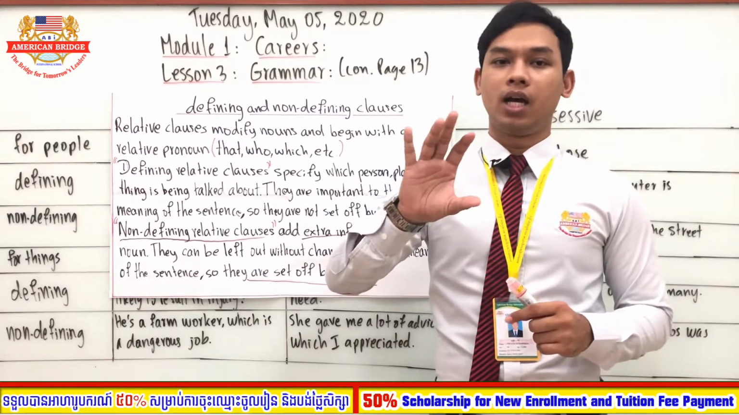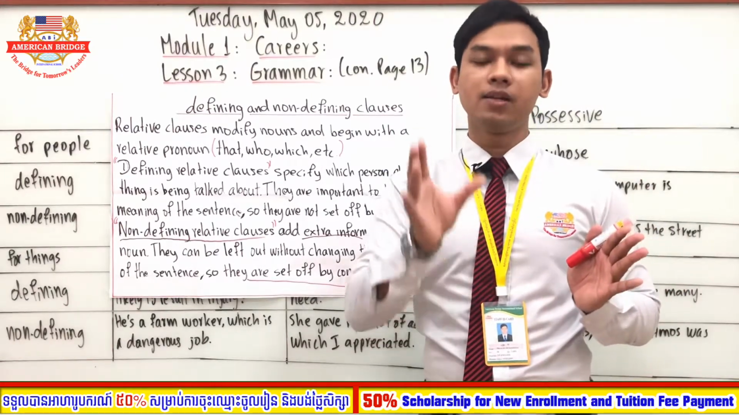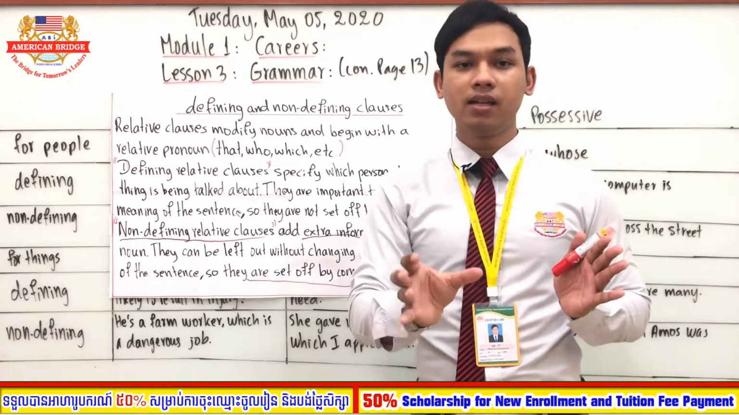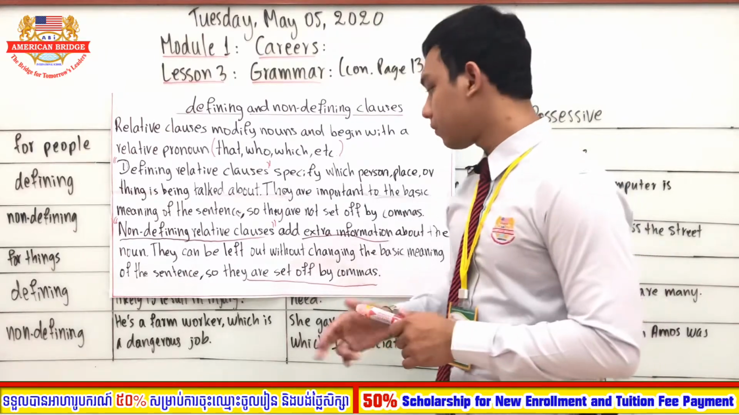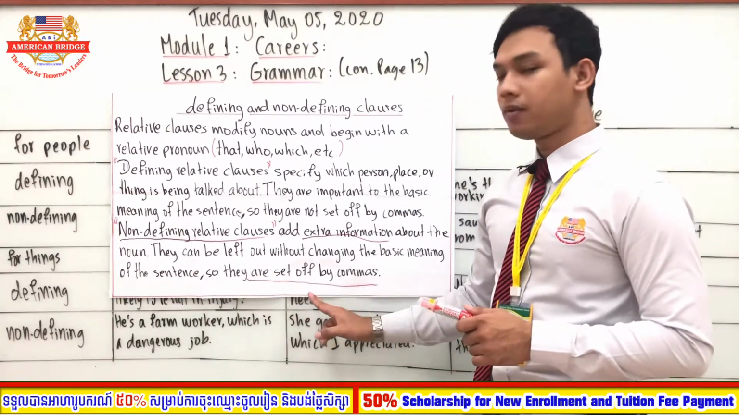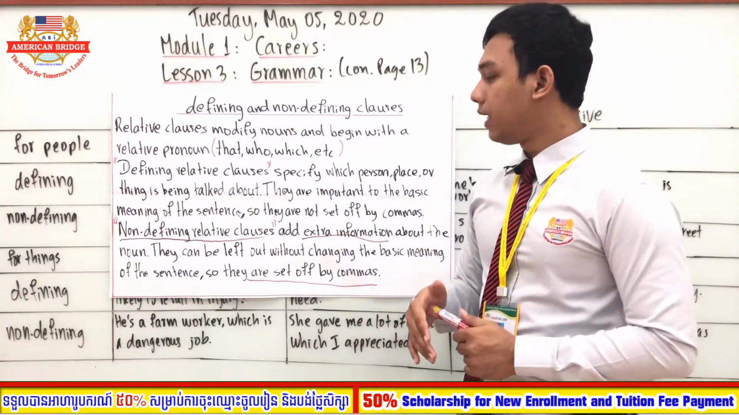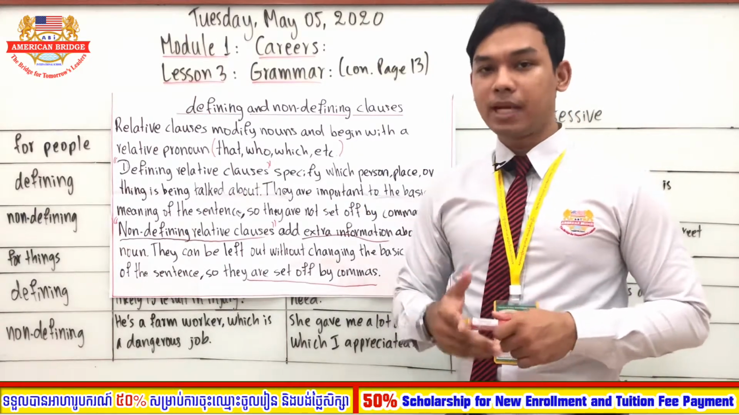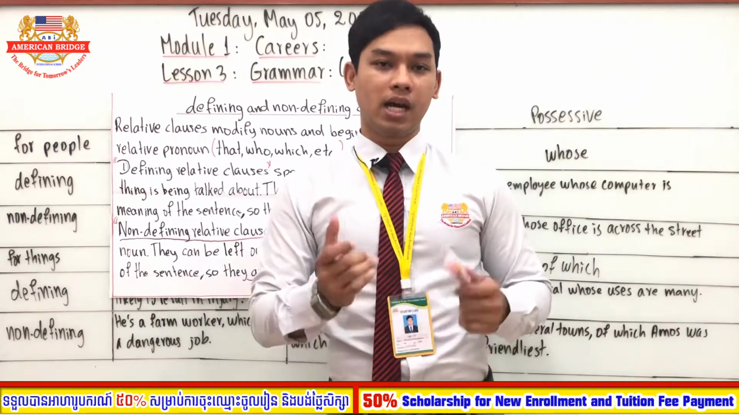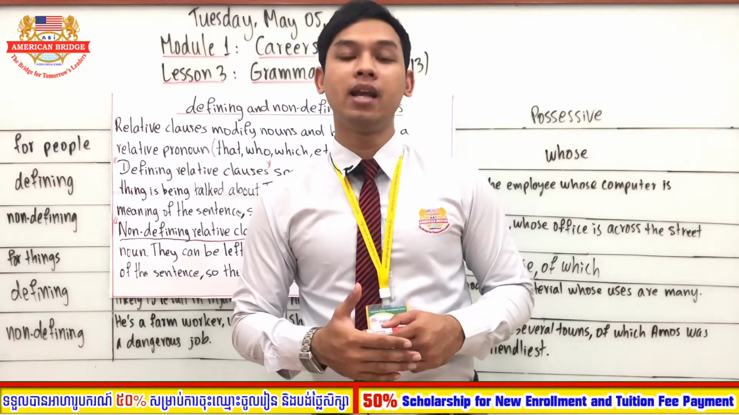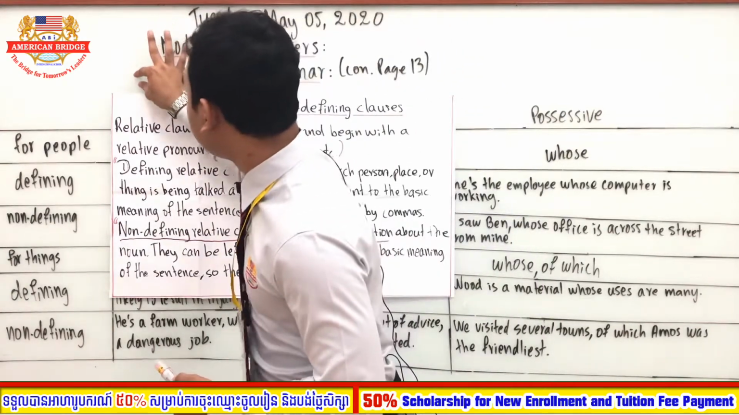If you just omit it or take it out, the main clause, or the sentence, is still meaningful. You still understand the sentence. That's why the sentence is set off by the comma. You got that, right? So now everyone, let's go and see some of the examples altogether, in order to make you clearer about defining relative clauses and non-defining relative clauses. All right, so let's go into the examples altogether.